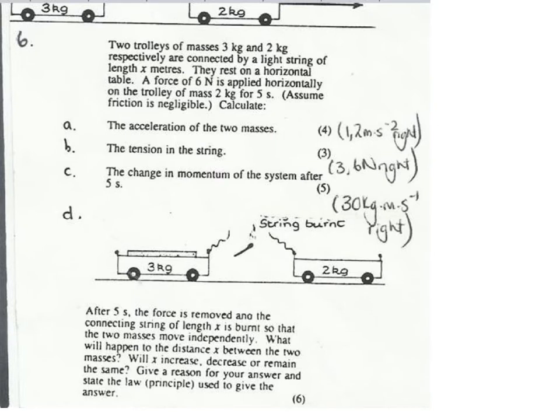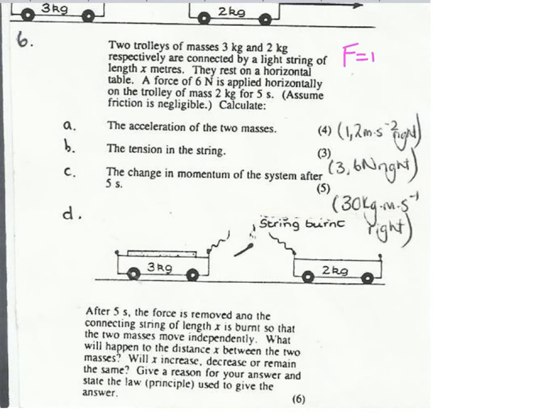Last one, we've got 2 trolleys over here, and they have masses. They're going to separate. They're connected by a light string. We don't know how long that is. They rest. A force of 6 newtons is applied to the 2 kilogram trolley for 5 seconds, and you need to calculate the acceleration of the two masses. So they're going off together. It's really not very tricky.